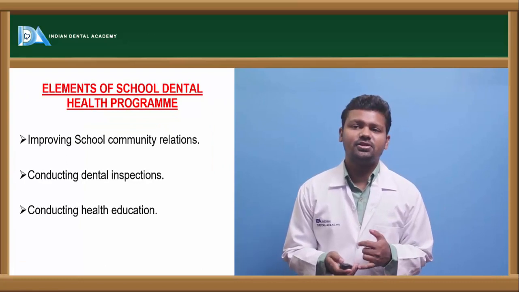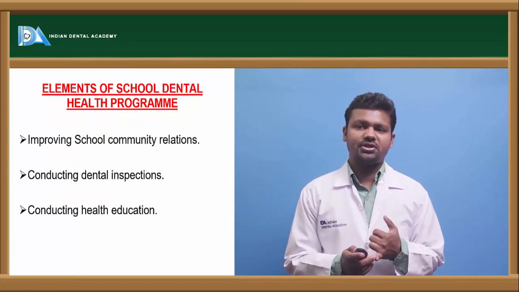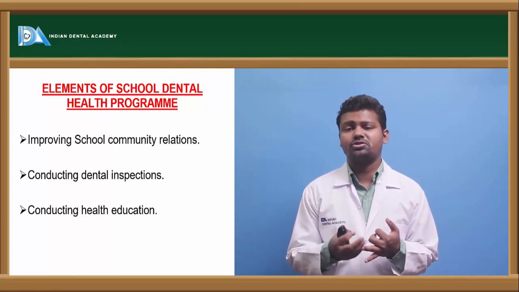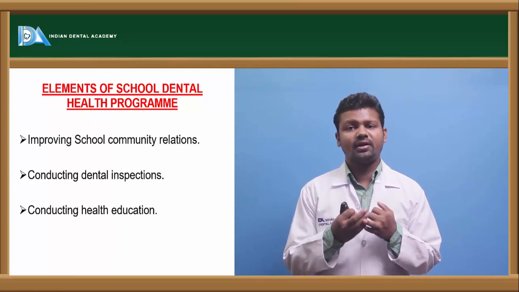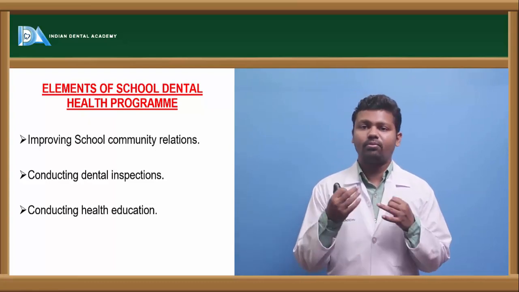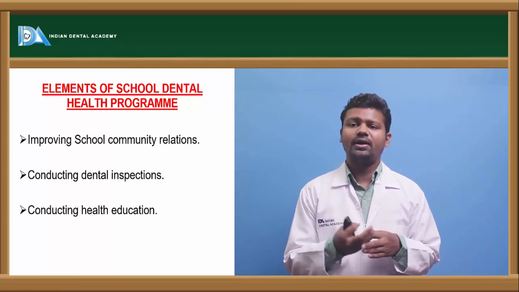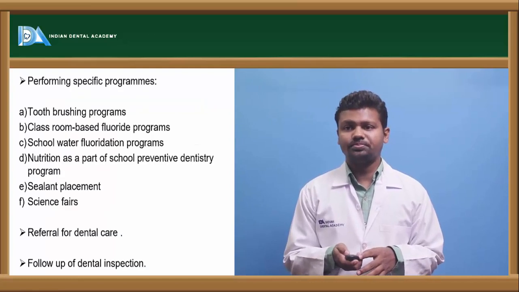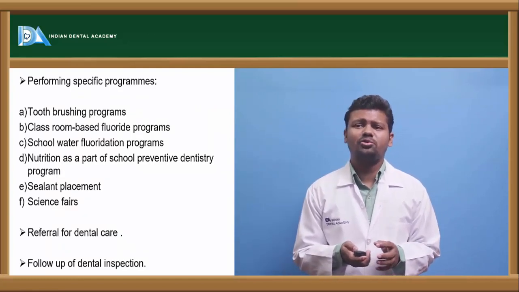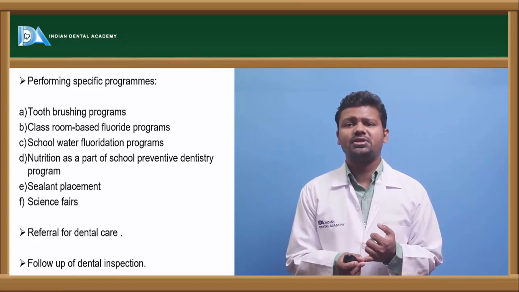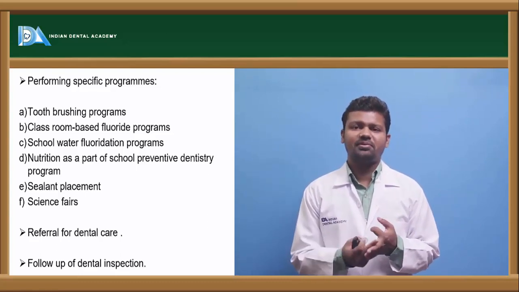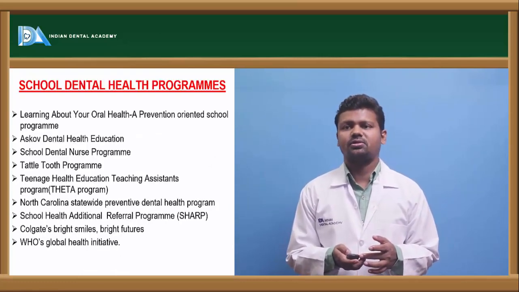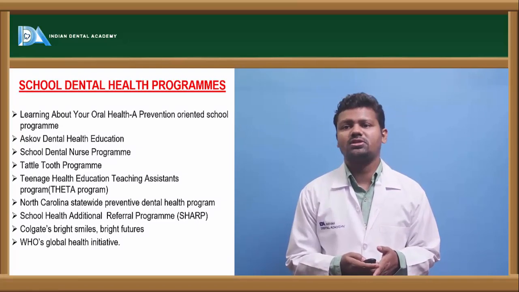Now these are the three elements: improving school community relationships; conducting regular dental inspections, so that the procedures which the doctors, technicians or school dental nurse are providing can be checked, whether the proper procedures have been followed or not; and conducting health education regularly, which should be the primary motive of the school. Performing specific programs like toothbrushing programs, where you can instruct them in toothbrushing techniques, school water fluoridation programs, sealant placements, science fairs. Referral to dental care and follow up of the dental inspection. These are the various school dental health programs that have been carried out.